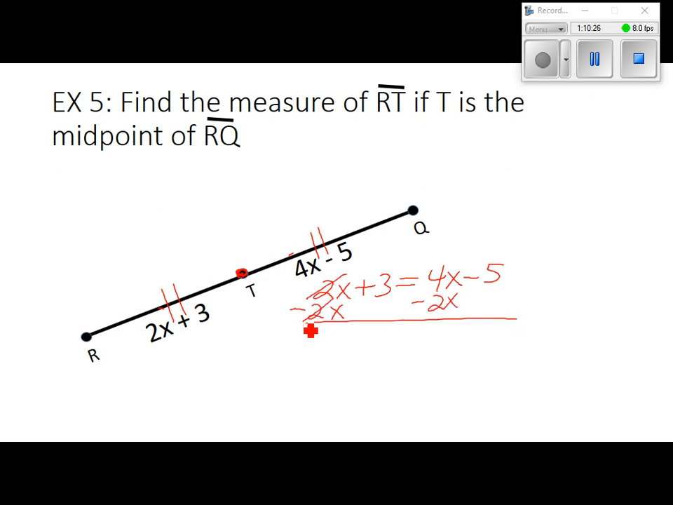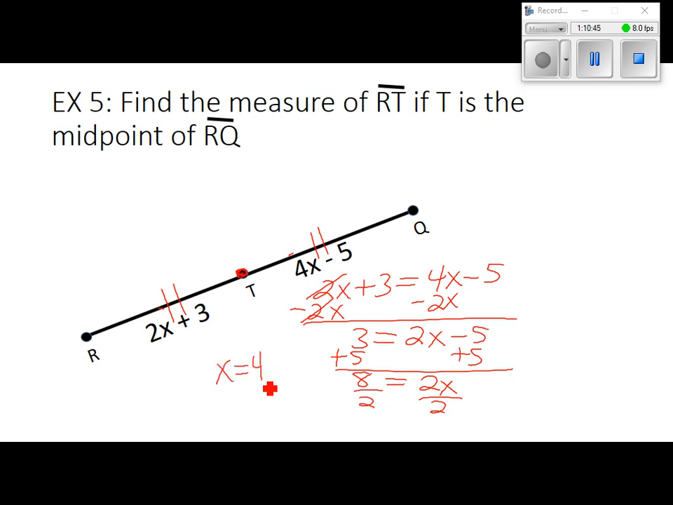Subtract 2x on both sides. You're left with 3 equals, what's 4x minus 2x? 2x minus 5 still. Add 5. What's that give us? 2x equals 8. Divide by 2. x equals 4. What'd they ask us to find? Did they ask us to find x? They asked us to find the measure of RT.